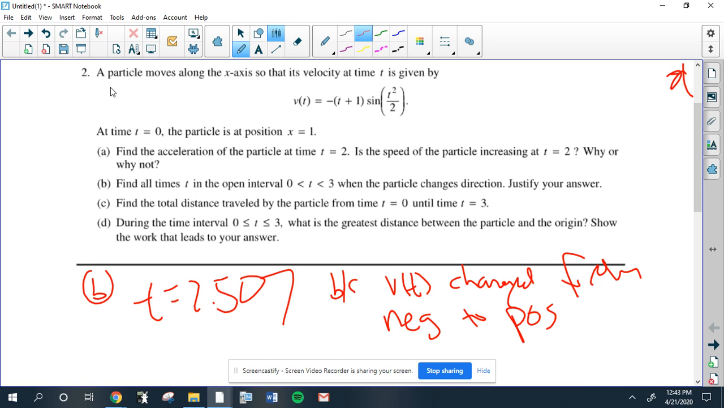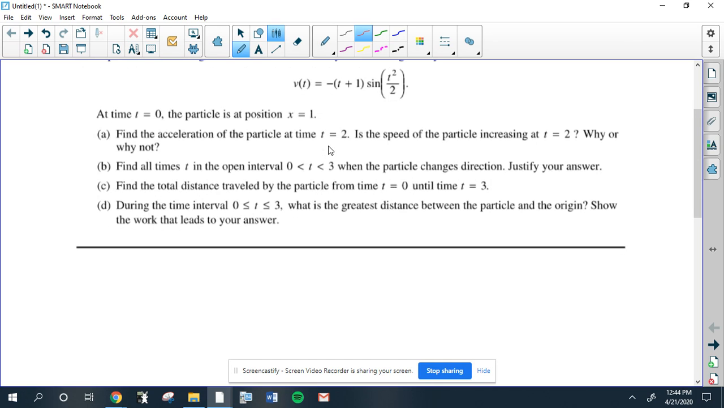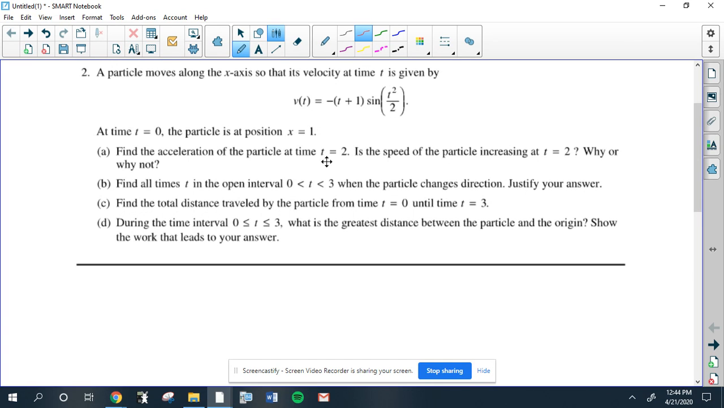C, find the total distance traveled. Well, we'd have to integrate that and integrate the absolute value. On this year's free response question, they will not ask that. As a matter of fact, the only way to find the total distance traveled with derivatives is you'd have to be given the position function. And I'm going to show you that in a separate video.